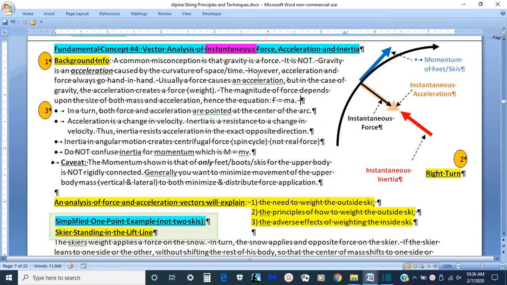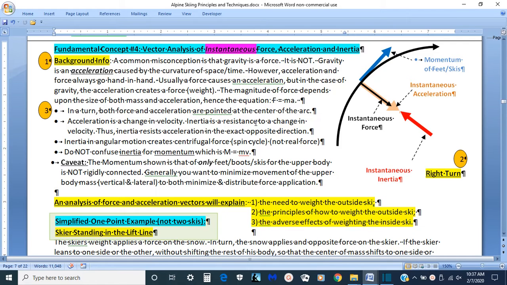All right. However, acceleration and force always go hand in hand. Usually, a force causes an acceleration, like the force that's generated by your car engine causes your car to accelerate. But in the case of gravity, actually, an acceleration creates a force. So gravity is an acceleration, and when you combine that with your mass, it creates your weight, which is a force. Your weight is the amount of force that's being applied to the ground when you're standing, right? The magnitude of force depends upon the size of both mass and acceleration. Hence, you get the equation force equals mass times acceleration.